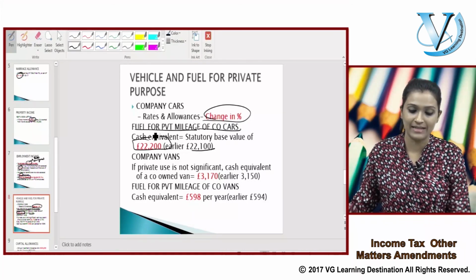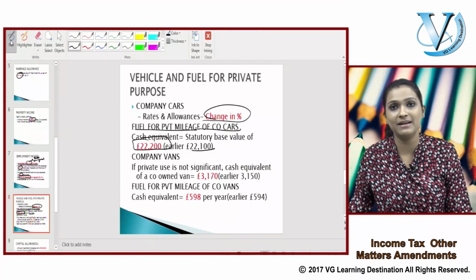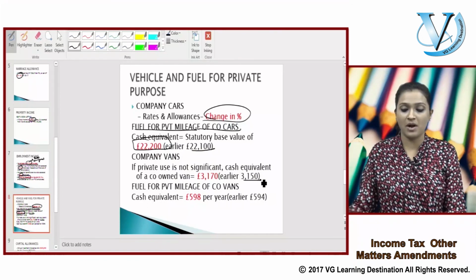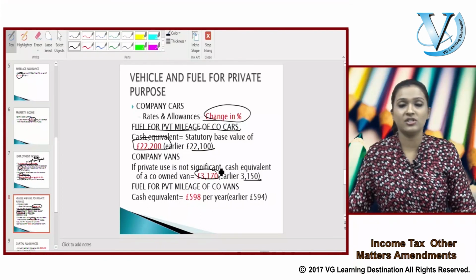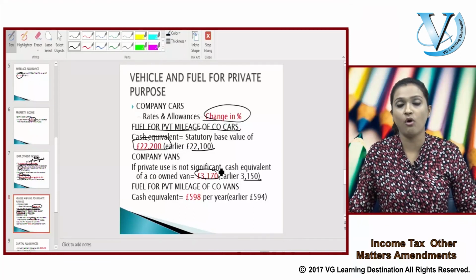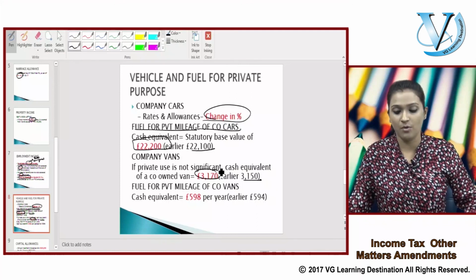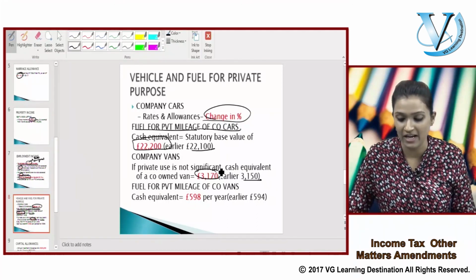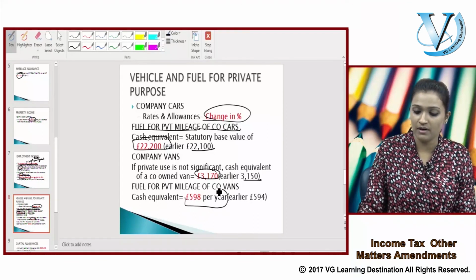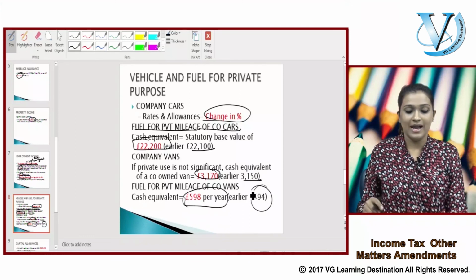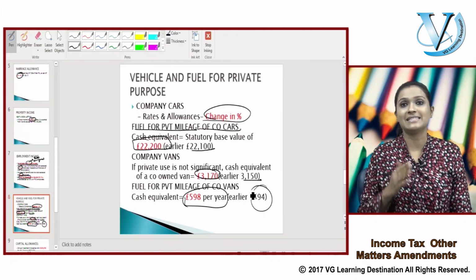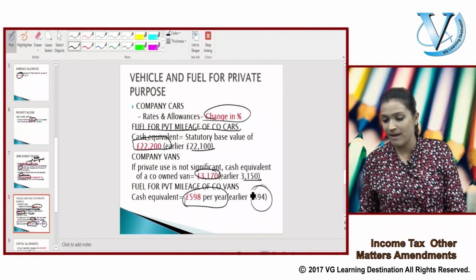What about company vans? For company vans, the limit has changed from £3,150 cash equivalent to £3,170 cash equivalent. What about fuel for private mileage of company vans? The cash equivalent is going to be £598 per year. The earlier limit was £594. Now your limit is £598 applicable for 16-17.